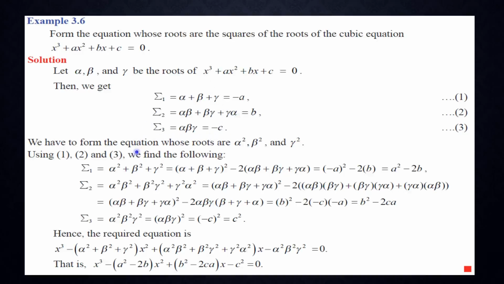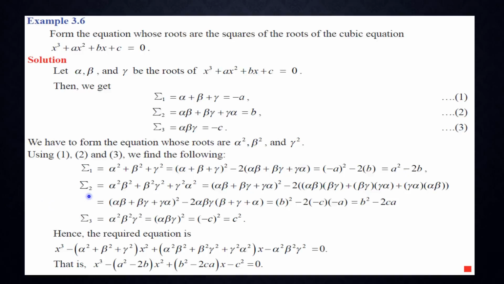Now we are going to take the roots as alpha square, beta square and gamma square. So for this we have to find the summation 1. That is sum of the roots. That is alpha square plus beta square plus gamma square. So for that I have to use the algebraic identity: alpha plus beta plus gamma the whole square minus 2 into alpha beta plus beta gamma plus gamma alpha. Then you have to substitute those values from these three equations. Then we will get the summation 1 value as a square minus 2b.